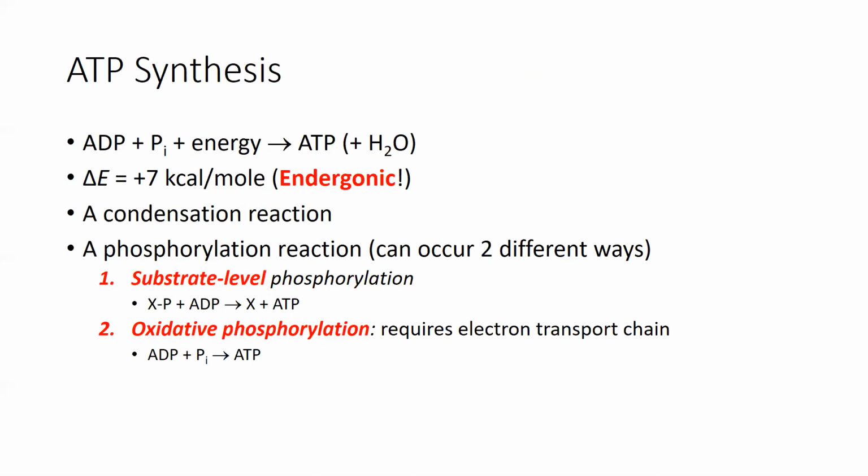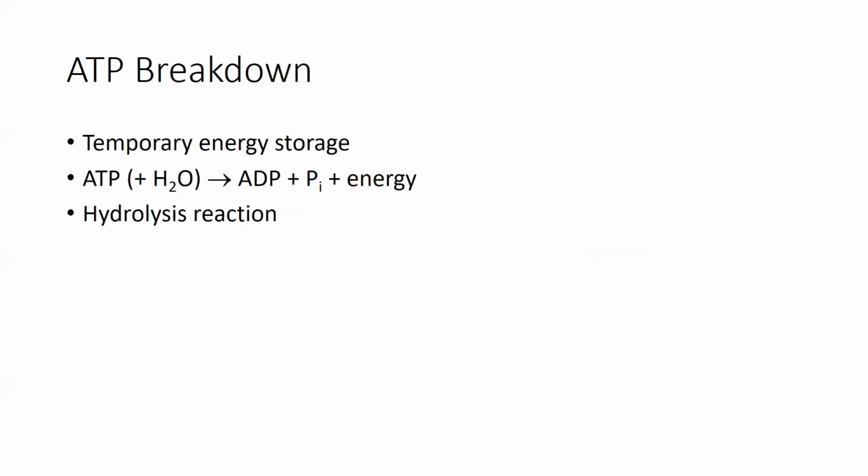Okay? And so these two mechanisms are going to be very important as we go on to talk about cellular respiration and where these different types of ATP synthesis occur. All right, so in the first scenario, we stole a phosphate from another molecule, and in the second scenario, we found a free-floating phosphate. Let's talk about how ATP is broken down.